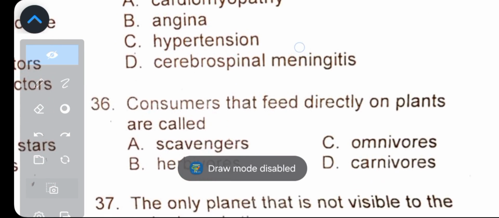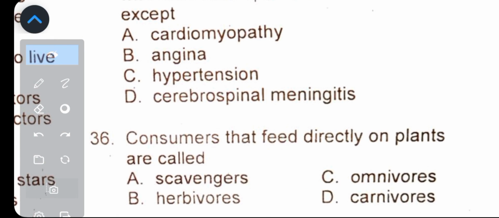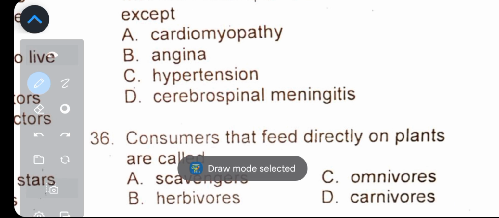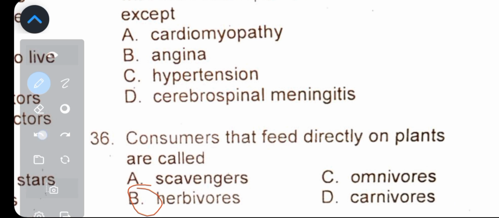And 36, consumers that feed directly on plants are called A. Scavengers, B. Herbivores, C. Omnivores, D. Carnivores. The answer to question 36 is B.